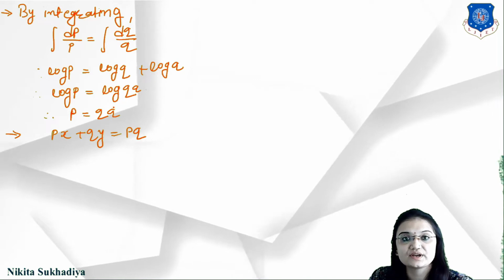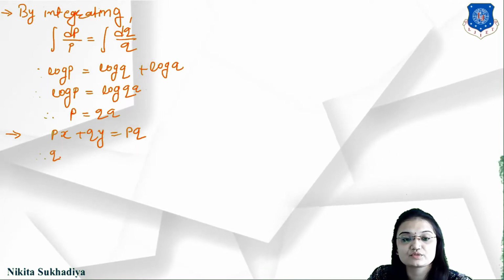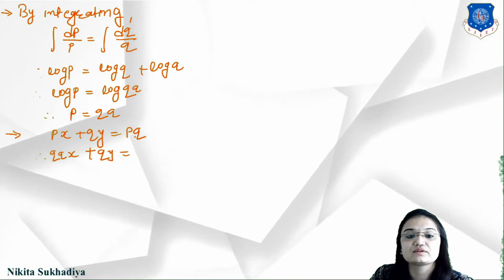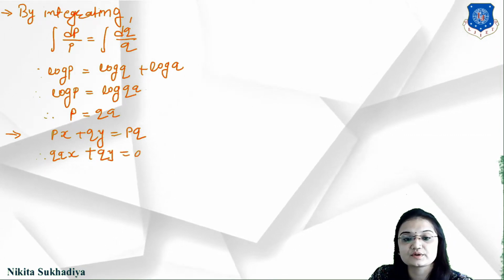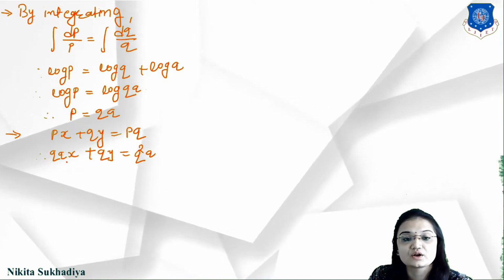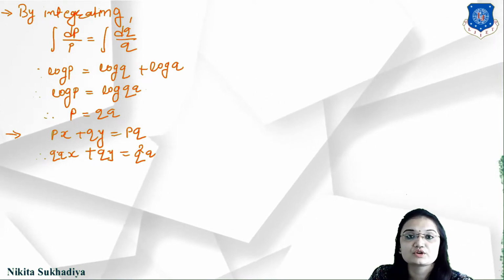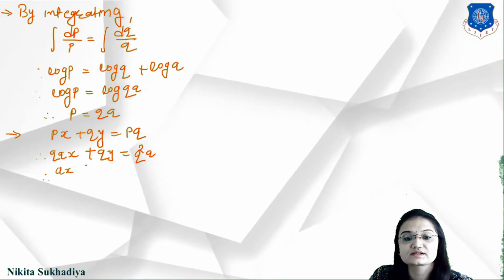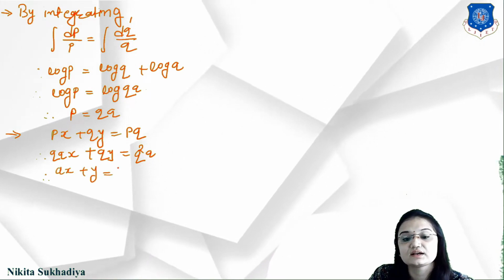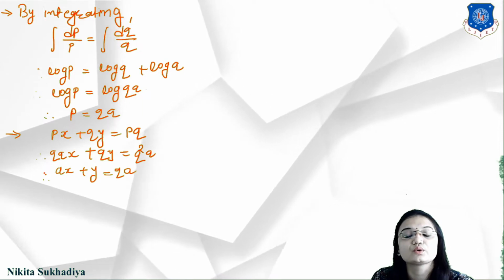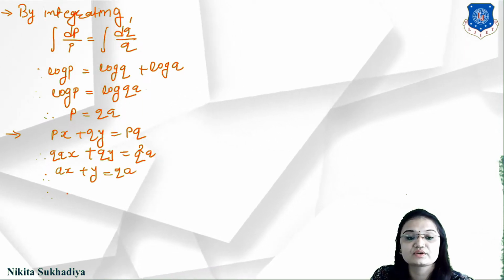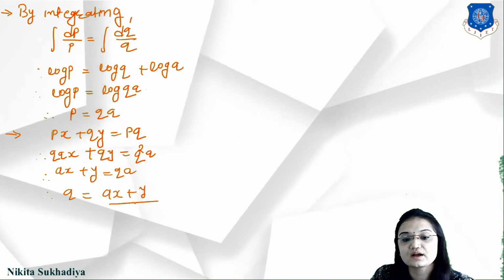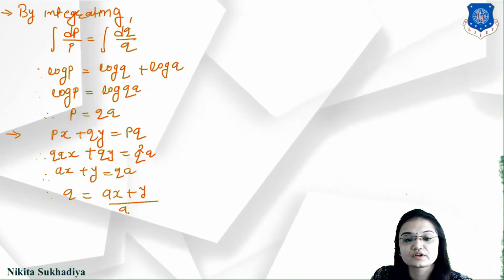Here, put p equal to qa, so this will become qax plus qy is equal to, put p equal to qa, so this will become q square a. Now by taking q common and canceling it out, this will become ax plus y is equal to qa. So we can say that q is equal to (x plus y) upon a.